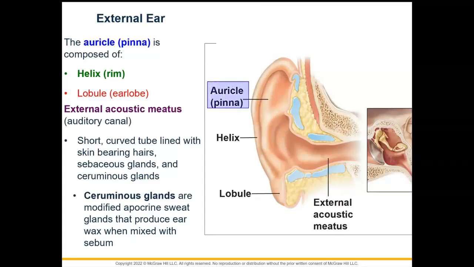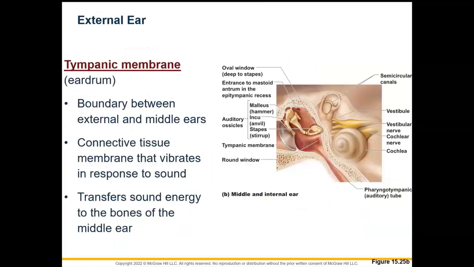First, we have the pinna or the auricle, and this is composed of the helix, which is the rim of the ear, and the lobule or the ear lobe. Also pictured here is our external acoustic meatus, also known as the external auditory canal. It's a short, curved tube lined with skin, and we can have hairs, sebaceous glands, and ceruminous glands here. What are ceruminous glands? These are modified apocrine sweat glands that lie in the ear, and they're responsible for producing earwax when it mixes with the sebum.